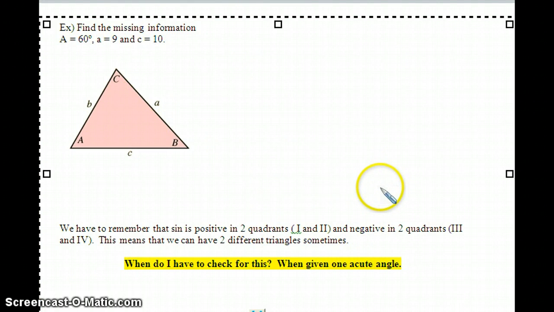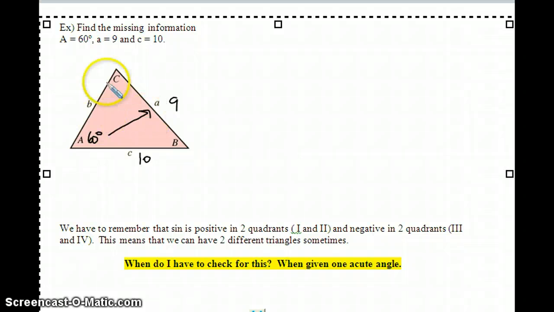Alright, so taking a look at the next problem, this time I'm given A is 60 degrees, side a is 9, and side c is 10. So I have this angle side opposite relationship, so I can use the law of sines. Let's first write down what we need to find. I need to know angle B and angle C, and I need to know side b.